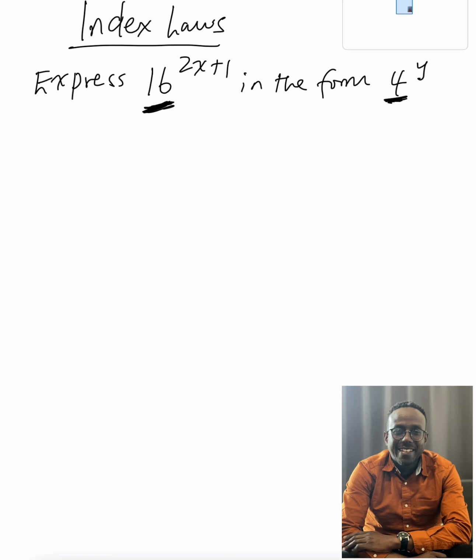You know that 4 times 4 is what? It is 16. So in other words, writing 16 as a power of 4 will be 4 times 4, which is 4 squared. So in place of the 16, you're simply going to replace that 16 with 4 squared. Okay, so let's do that now. In place of 16, we write 4 squared.